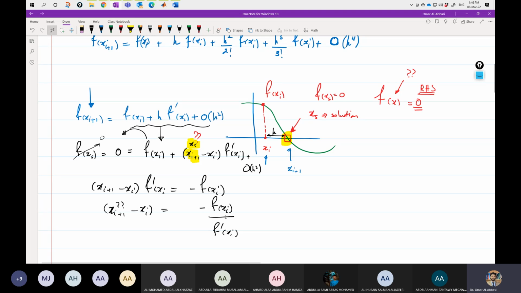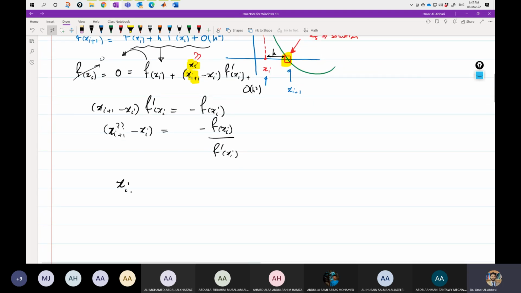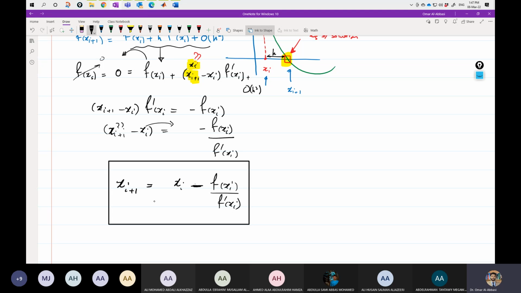Let me give myself a little bit of space. xi plus 1 becomes what? Take this to the other side. xi plus 1 equals xi minus f at xi divided by f prime at xi. Okay, so guys, what is that now? This is a Newton-Raphson iteration or scheme. That thing is called the Newton-Raphson scheme.